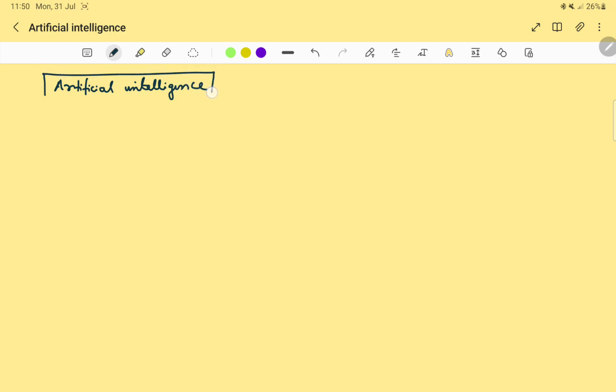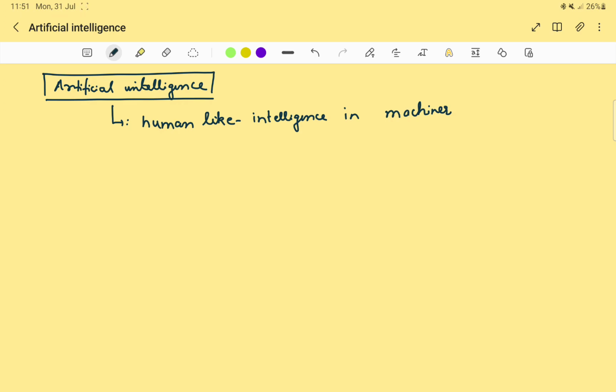Okay, so artificial intelligence is defined as human like intelligence in machines. So machines are very smart, they are able to act like and think like a human. So that is where the human intelligence is taking place in the machines.